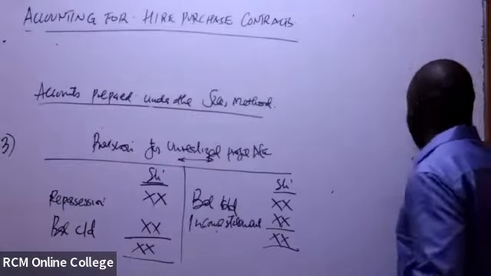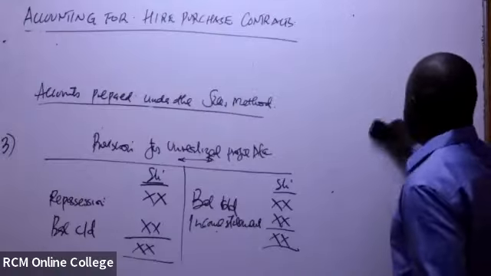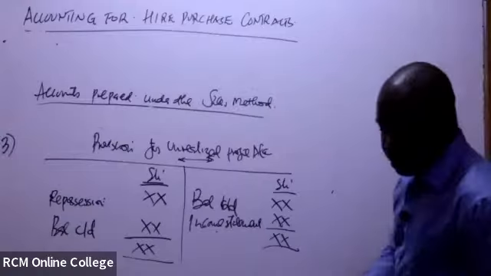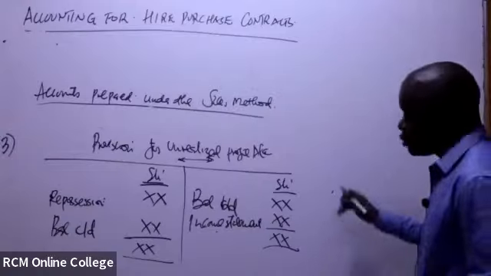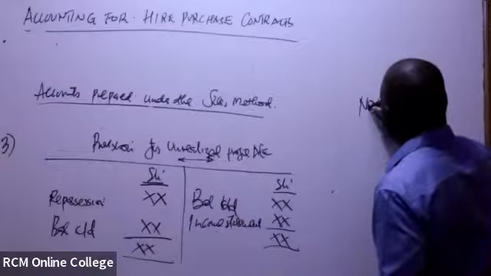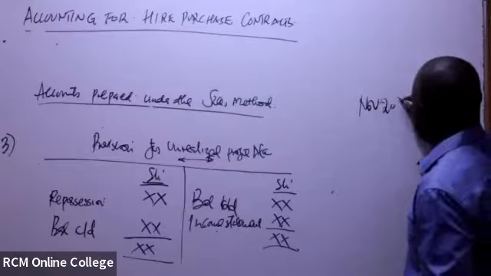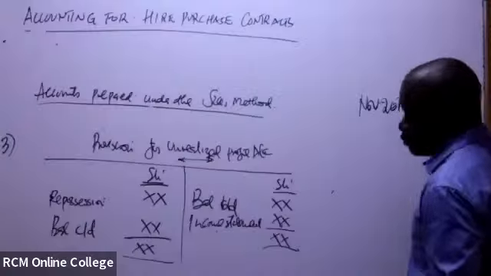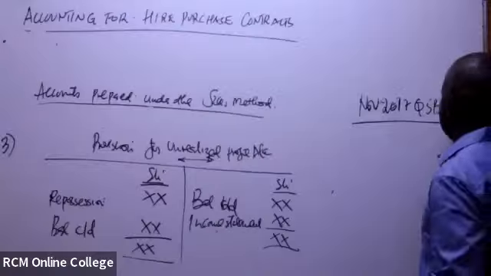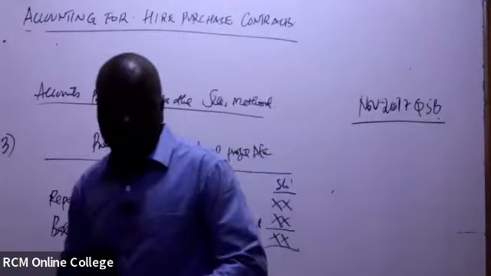But you never know. You know, these examiners sometimes just surprise us. So you have to just read this question. Don't do anything about it. It's not an assignment. November 2017, just look at it. November 2017, question number 5B. Don't do anything about it. I'll show you in class how we'll solve it.